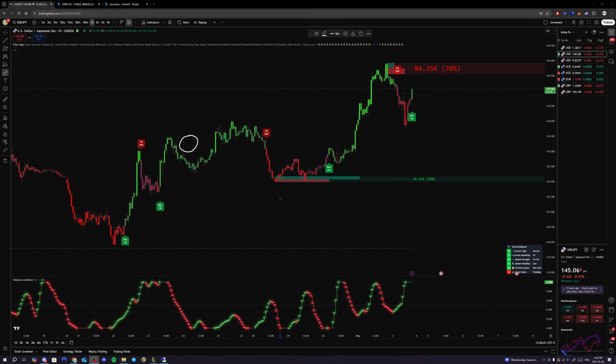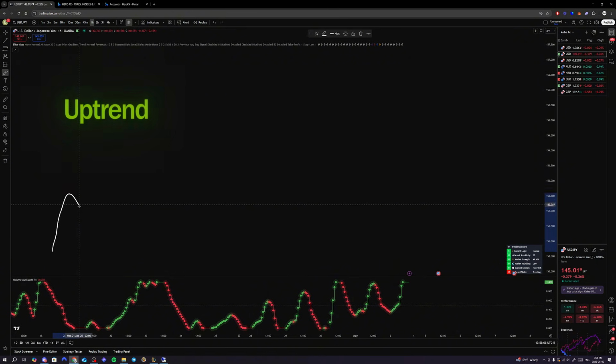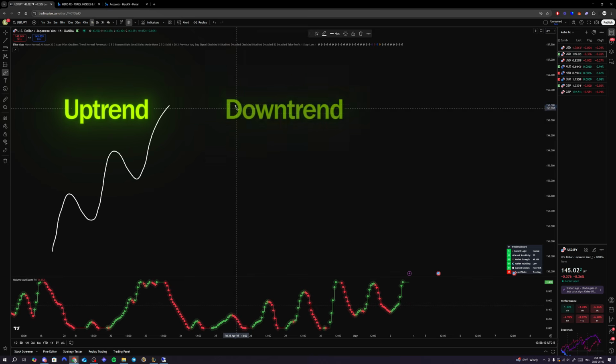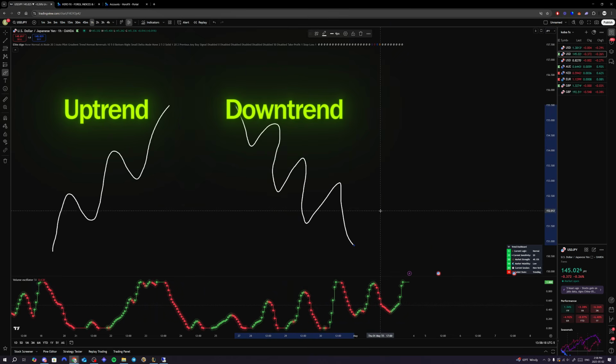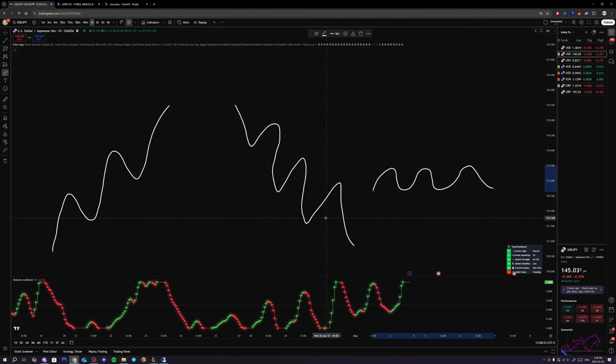So what is trading with the trend? Let me show you exactly what that is. When it comes to trend trading, we need to understand that the market will move in three different ways. The first one being an uptrend that will look like this. The next one being a downtrend that will look like this. And then we also have a sideways market, which is like this. Now, what we want to do here is identify which type of trend we're in, and then we want to trade with the trend. What does this mean?